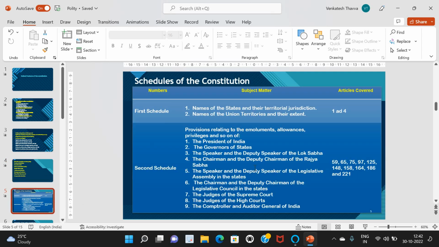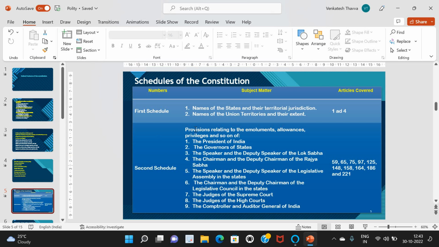Next, coming to schedules of the Constitution. First schedule. It deals with names of the states and their territorial jurisdiction, names of the union territories and their extent. Articles covered: 1 and 4.